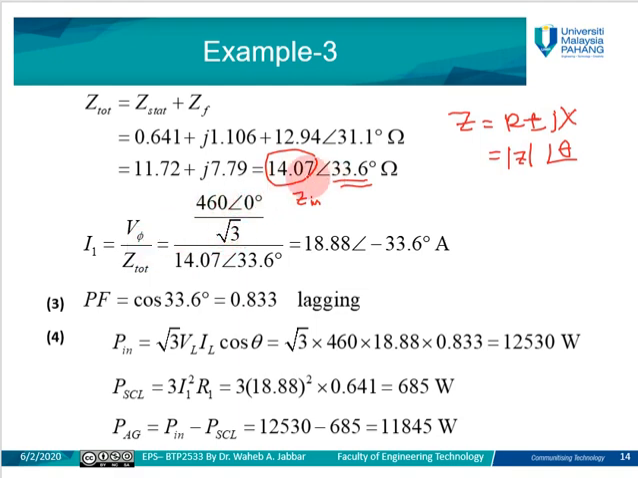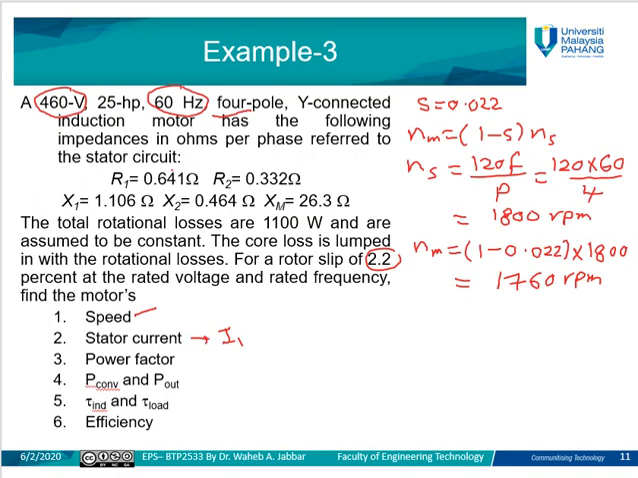Then now, after we got the value of Z total here, we can find the value of the input current, which is question number 2, the stator current. The stator current, which is I1 here, we said I1 will be equal to the voltage V1 over Z input, or the input impedance, or Z total, which is the total impedance of your induction motor.